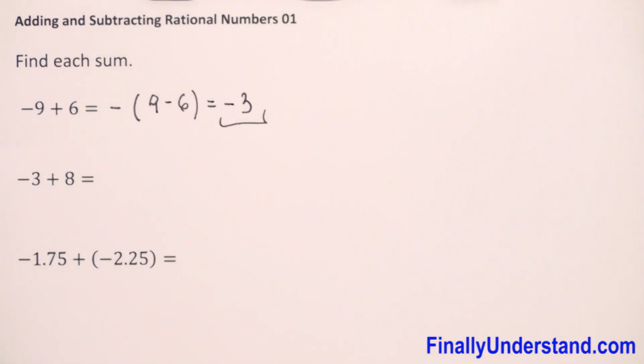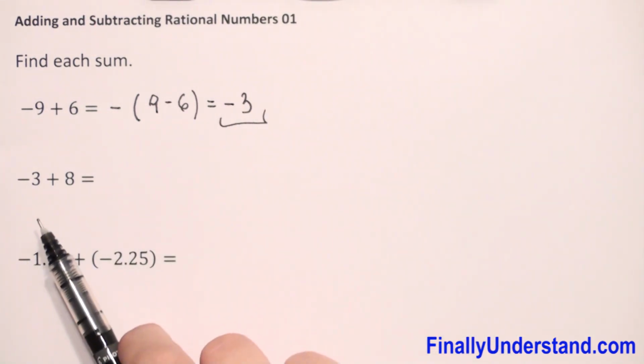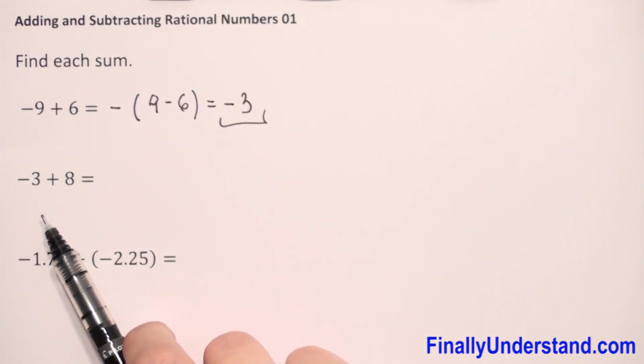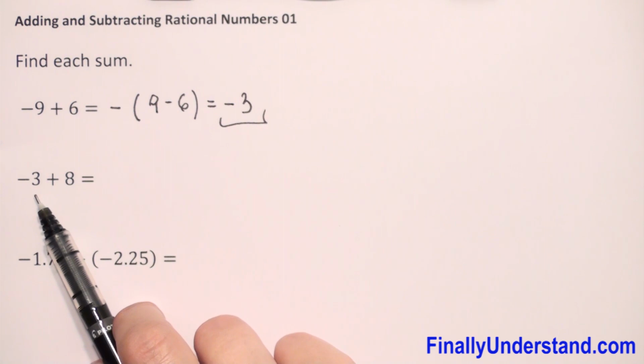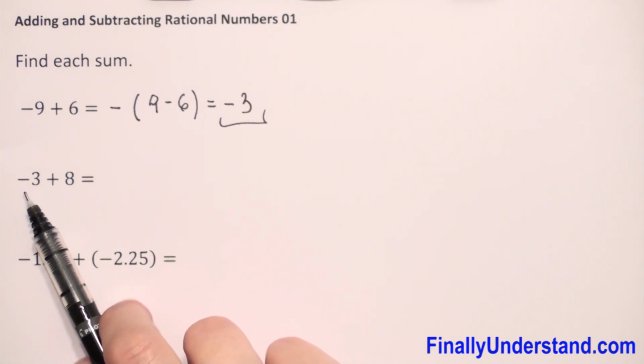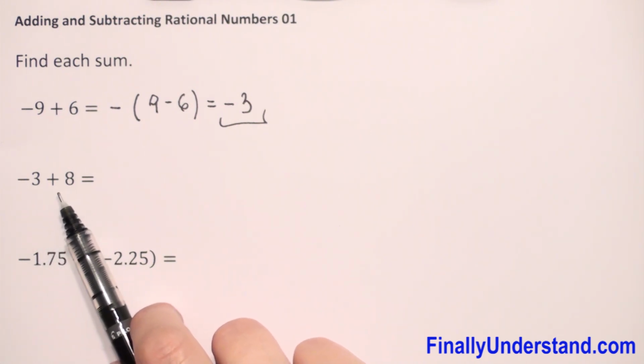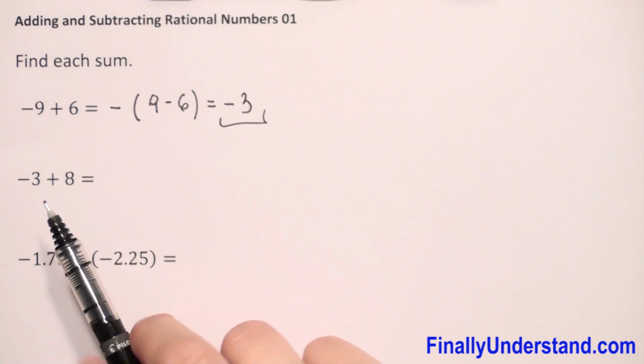Next example, we have again two integers. One is negative, one positive. So we have to use the same rule. We check which of these two numbers is greater. We have 3 and 8. We forget about the negative sign. So 3 and 8. 8 is greater. Before 8 we have a positive sign.